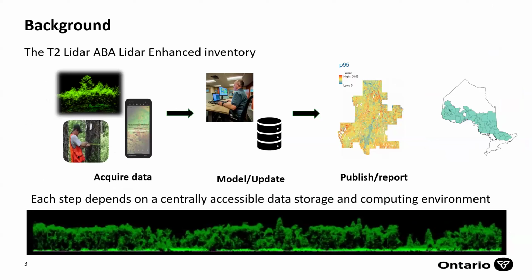So the primary aspect of this cycle for T2 is the ABA approach, the LiDAR enhanced inventory that was mentioned at the start of the presentation. So the idea here is to fly data, use that data to drive our field plot data collection sample design, generate our plot level metrics and predict our wall-to-wall metrics, and then update polygons with LiDAR metrics, and then also use some of that satellite analysis as part of that update.